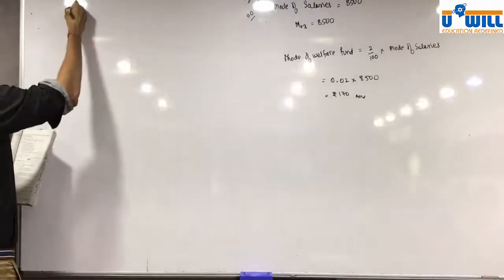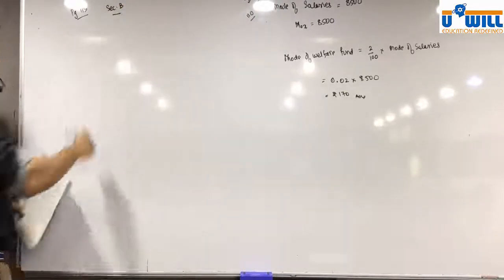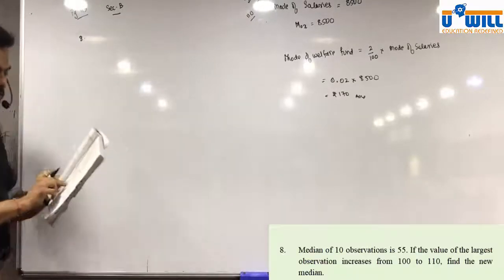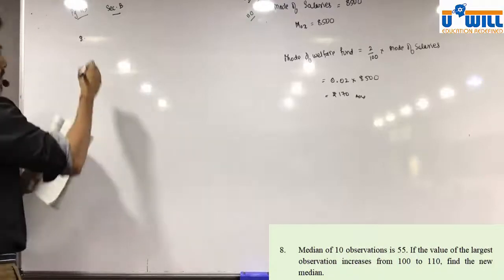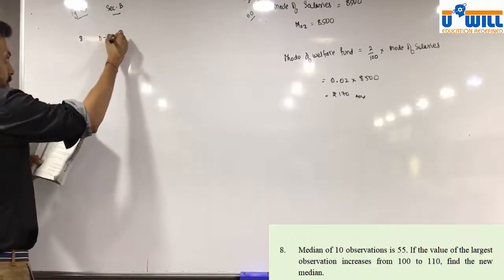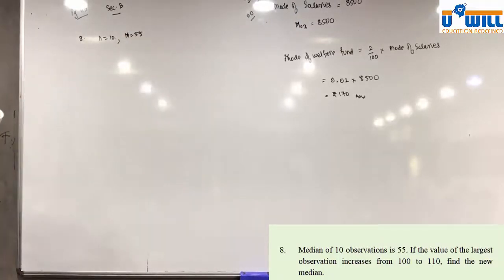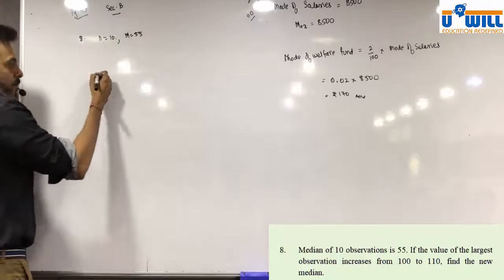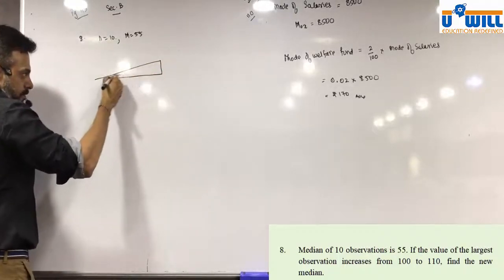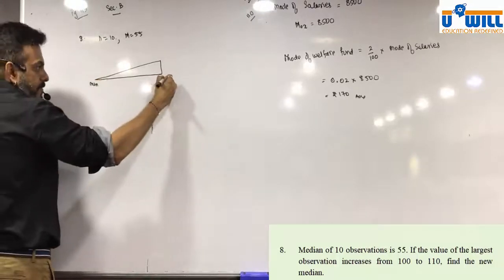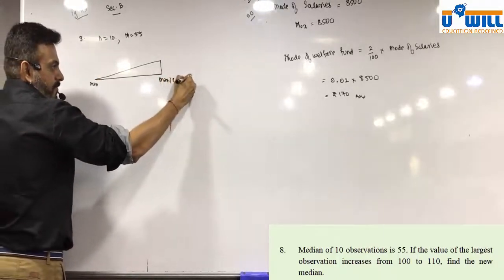Page number 115, section B. We'll start with the 8th one. Median of 10 observations is 55. So n is equal to 10, median is equal to 55, if the value of largest observation increases from 100 to 110, find the new median. Now, the largest observation, this is the minimum and this is the maximum or the largest observation.